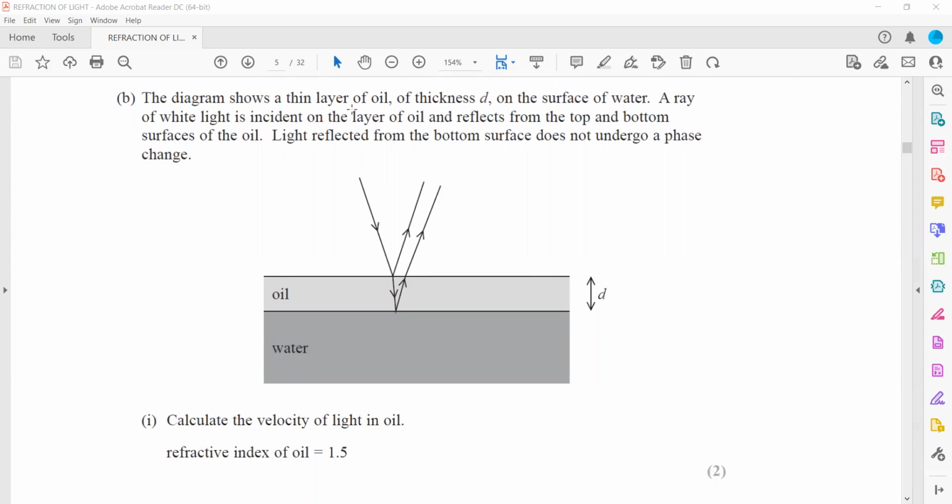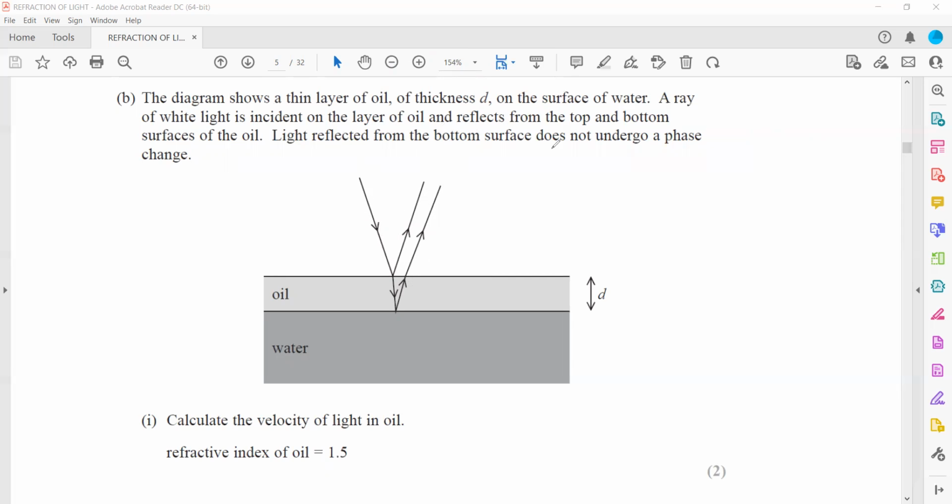The diagram shows a thin layer of oil of thickness D on the surface of water. A ray of white light is incident on the oil. Some of the light is reflected, which undergoes a phase change of 180 degrees, and the remaining light is refracted. Then it bounces back. If this is a wave, when a crest hits, a trough goes out. The two waves will be 180 degrees out of phase. That's why destructive interference is there.